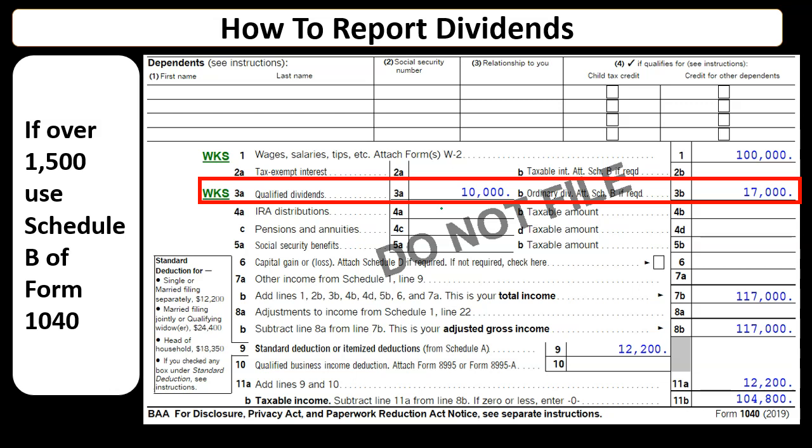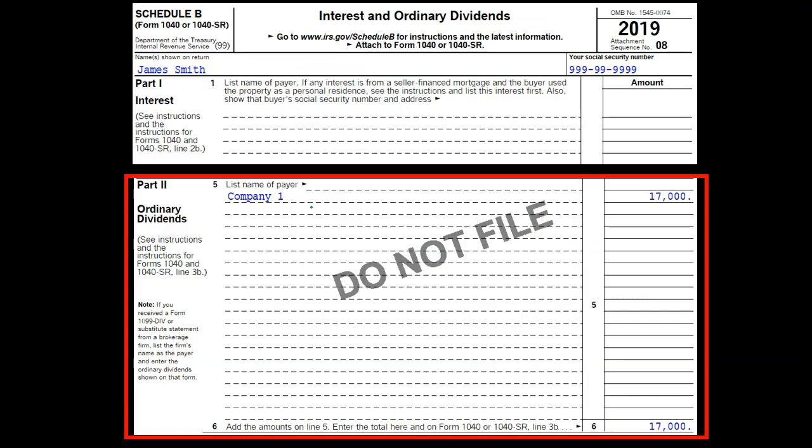We have a similar kind of setup as we did with the interest, whereas if we have more than 1,500, we are also going to be having a separate schedule, that schedule being a Schedule B. So remember, Schedule B we saw when we saw the interest as well. That's why when we say interest and dividends, we kind of put them together. They're on the same Schedule B if you're over that 1,500 amount for interest, or in this case, dividends.